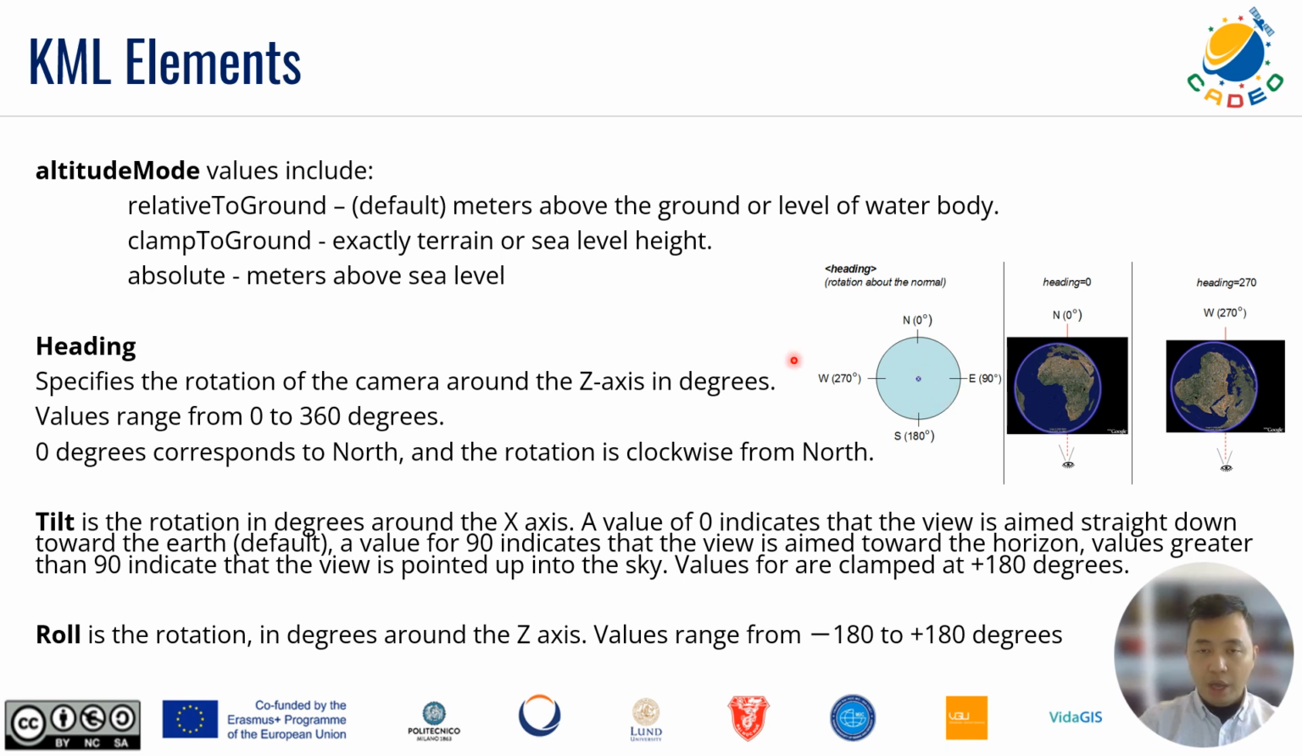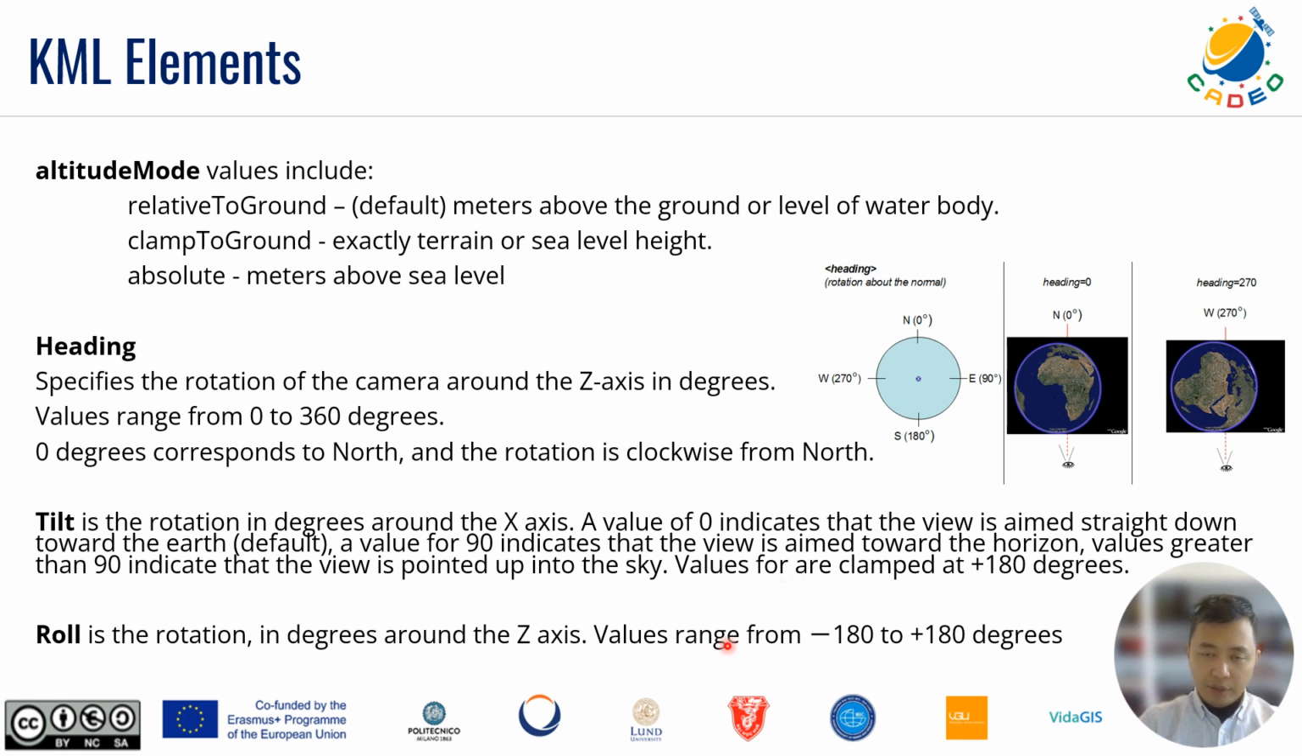More than that, we have the tilt option. The tilt option is the rotation in degrees around the x-axis. The value 0 indicates that the view is aimed straight down toward the Earth, and it is also the default value. The value 90 indicates that the view is aimed toward the horizon. When we input a value more than 90, that indicates the view is pointing up into the sky, and the value can go up to 180 degrees.